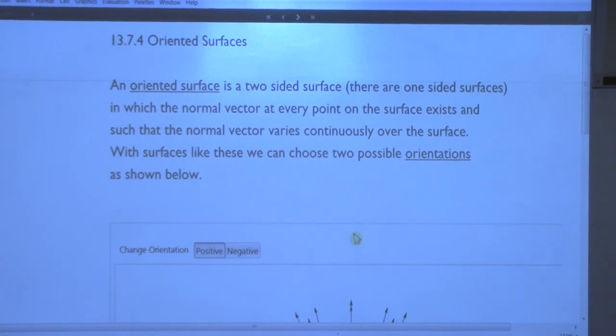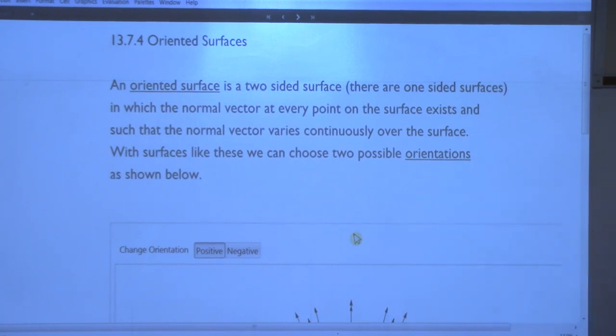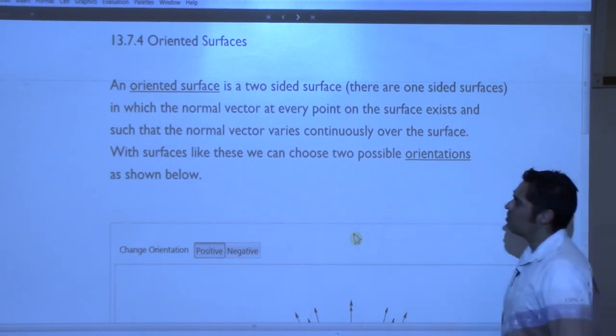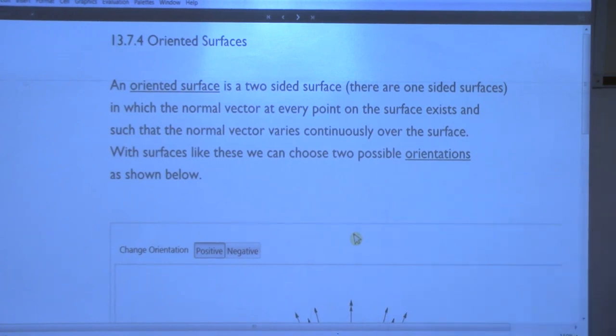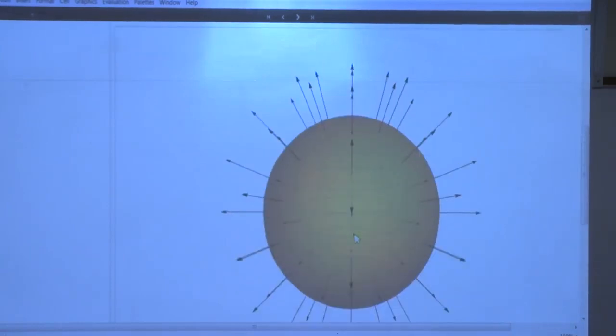An oriented surface is a two-sided surface in which the normal vector at every point on the surface exists, and such that the normal vector varies continuously over the surface. With surfaces like these, we can choose two possible orientations. So I think if you just look at this, there's a sphere, right?